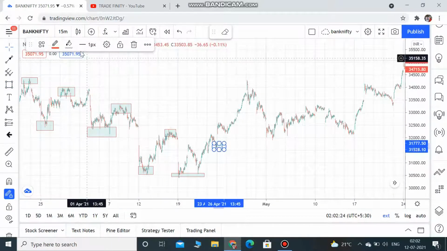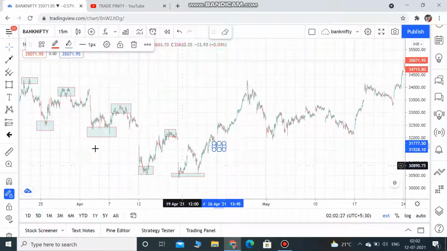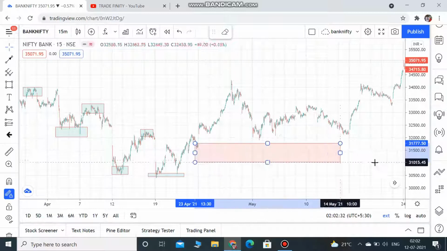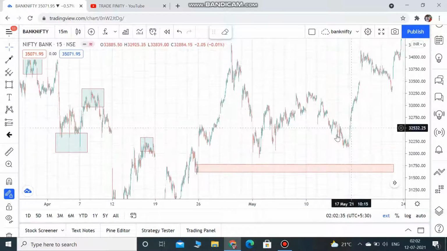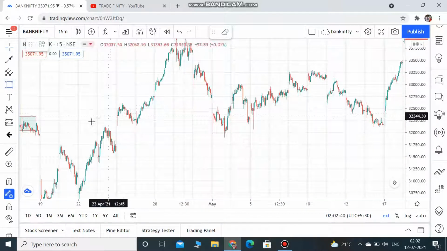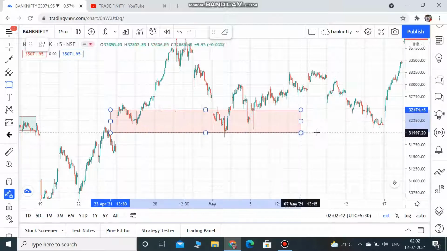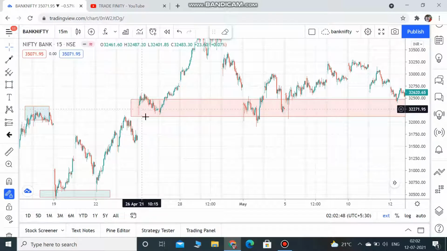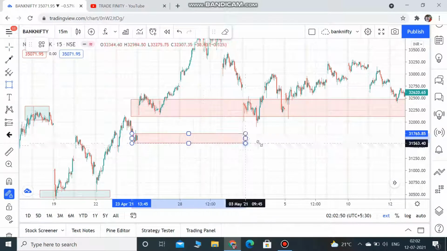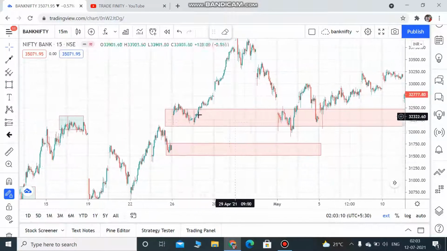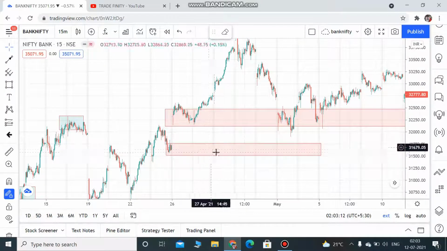I'll change this color again to red. I will mark this as good support and extend this like this. This is the reason why I asked you to draw from the gap up and gap down candle. See, this was a gap up and gap down candle. This will be one of the good supports, and even this, it's good if it takes support at support 1, or it might take support at support 2.